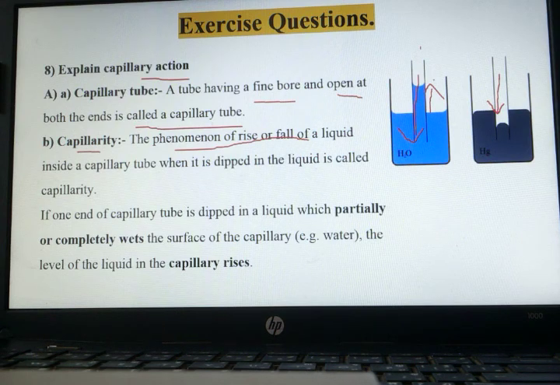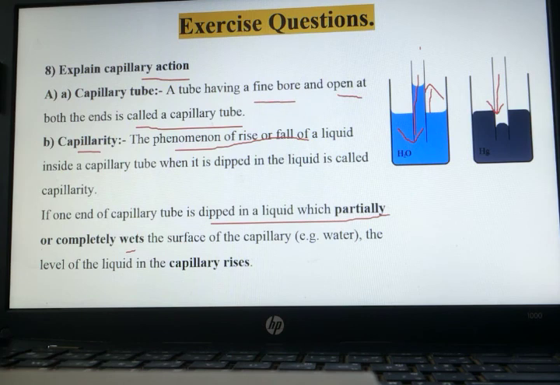When does capillary rise happen? Whenever the liquid completely or partially wets the surface. Take for example, this is a capillary tube. Whenever it is dipped in water, what will happen? It will wet the capillary tube. As it is wetting the capillary tube, whether partially or completely, there will be capillary rise.